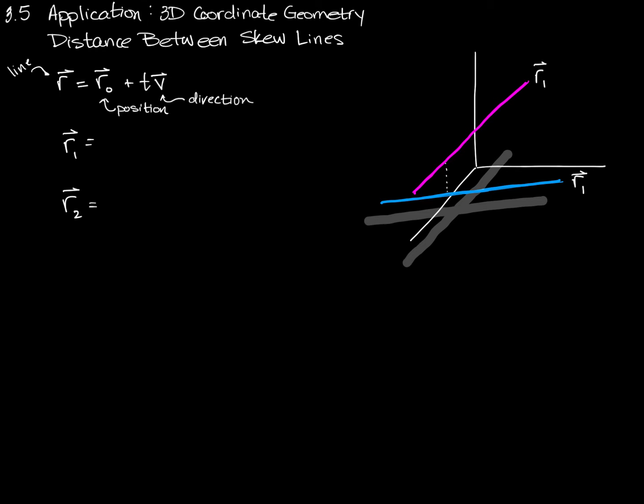And R naught already has a subscript on it. So instead of calling it R not one, or something silly like that, I think I'm just going to go again with what your textbook is using, and that's to call it A instead, and I'll call this other one B. Those are still position vectors.